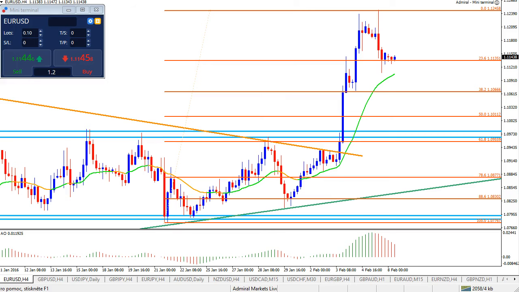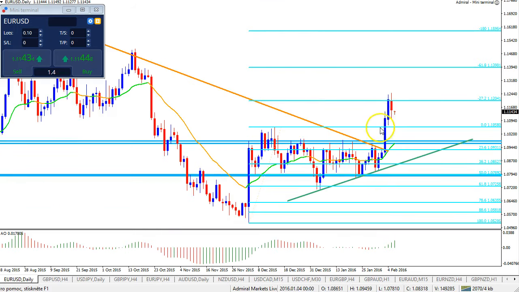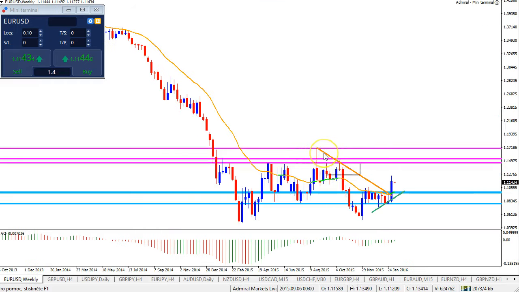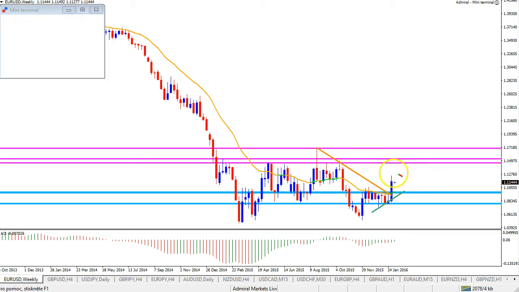Alright, I want to start with the euro dollar. Looking at the 4-hour chart, you can see a breakout, and this is a pretty big breakout because if you look at the daily and the weekly chart, you'll see that this trend line is actually a long-term resistance trend line, and we see a pretty strong weekly candle now above it. So that is obviously broken, and we can see that price is towering above it as we speak here. So that's a bullish signal.